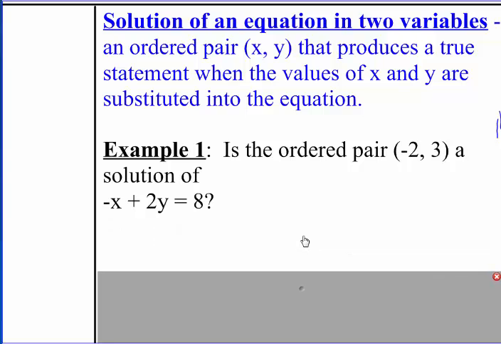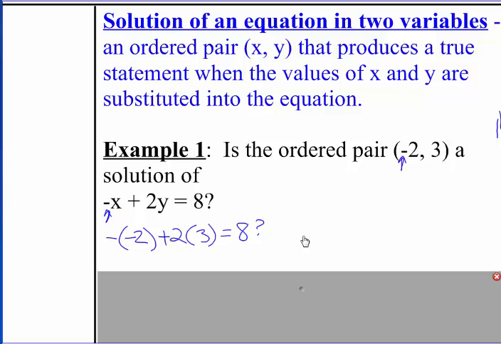Okay, so we will start by plugging into the equation. Now what you have to be extra careful with is that the negative on the x is different than the negative on the 2. So you have the negative that's part of the equation, then the x value itself is -2, plus 2 times 3 equals 8. And this is what we're checking. Does it equal 8?